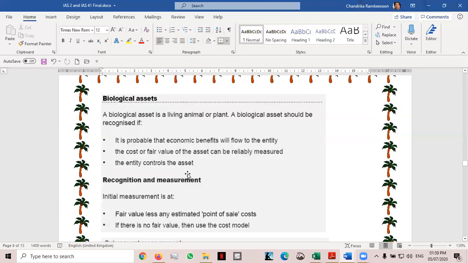And here are some specific definitions again. A biological asset is a living plant or animal. So you see, that's why the pig and the tree itself had to be considered as biological assets for the purpose of IAS 41.